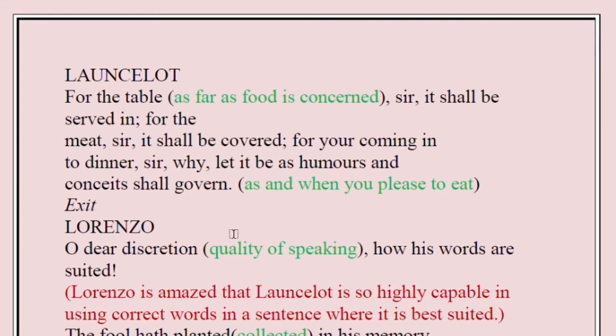So Launcelot says, yes, the table, that means food, as far as the food is concerned, shall be served in, and meat will be covered, and your coming to dinner, whether you want to come to dinner or not, that is your humor and conceit. That means that depends on you whether you will come or not.